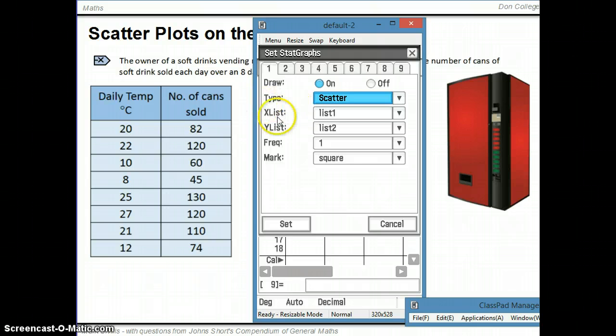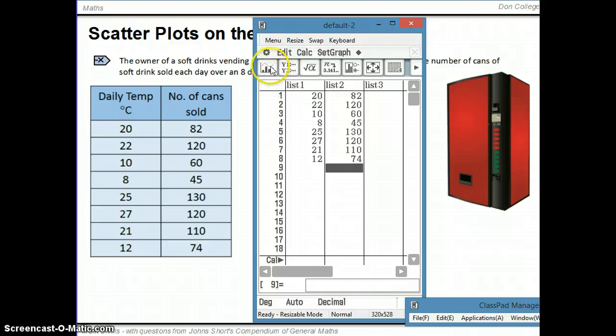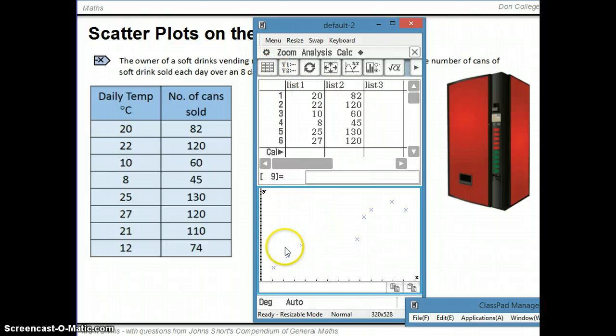It's picking up the information, so my X list, my independent variable, comes from list 1. My Y list, so that's going to be on the Y axis, the dependent variable, comes from list 2, second list here. Frequency, leave as 1, and mark, it's up to me what I do here. I could have squares or crosses or large dots. That's just how it'll draw it. So let's put a cross on and see what we get. Now once you've done that, I can click on this icon here, and there we go. It's drawn me the graph with those X's on.